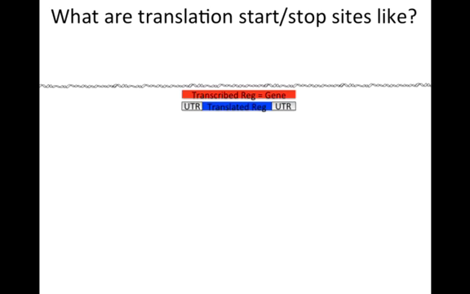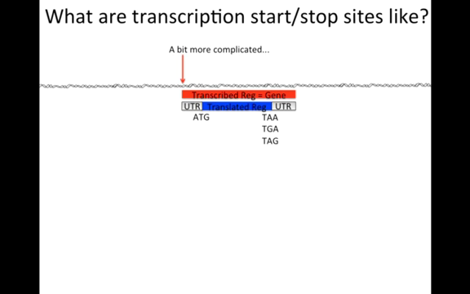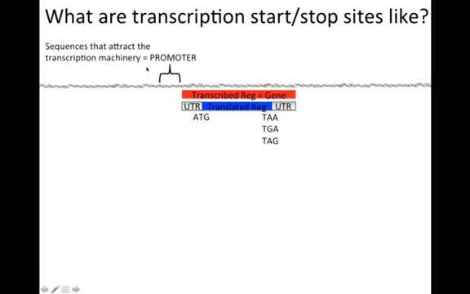Okay, so then what are these translation start and stop sites like? A typical translation start site is an ATG, and a stop site is one of these three triplets: TAA, TGA, or TAG. For transcription start and stop sites, it's a little bit more complicated. But in general, we call the region that directs the transcription machinery to start transcribing the promoter. And then the terminator sequence we know even less about, but it is generally called a terminator, this stop site. We won't be talking about those in this course.